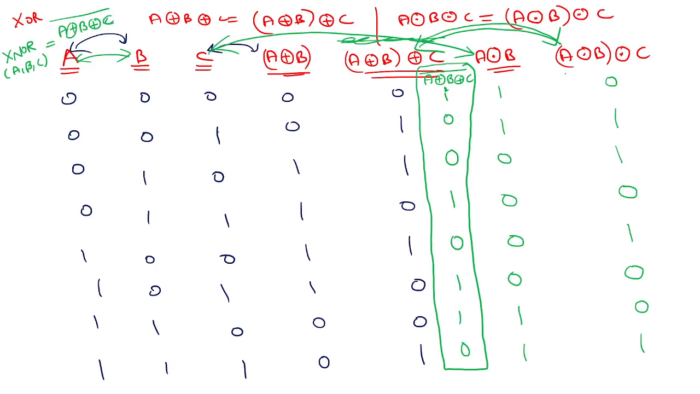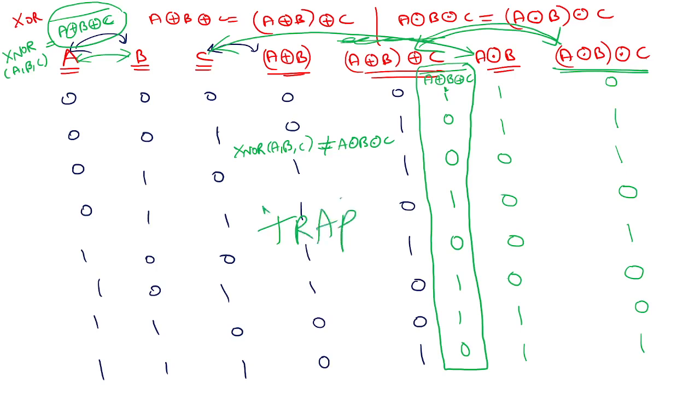Right? This is a trap. If you compute like this, you think that A XNOR B XNOR C is the XNOR of ABC, which is wrong. So what I mean to say is, the XNOR of ABC is not just the XNOR operation applied to A, B, C. You have to do this first. So this is a big trap, okay?